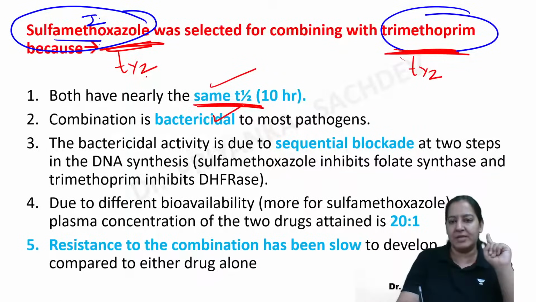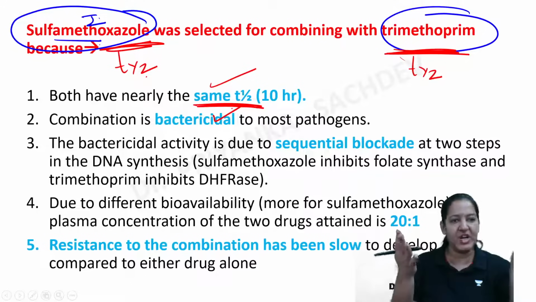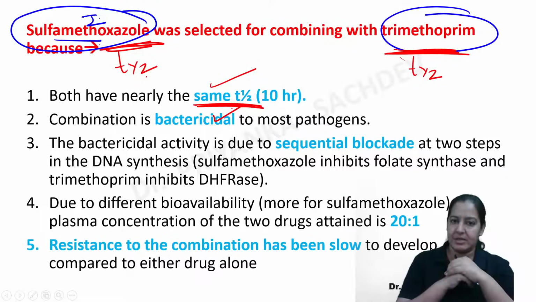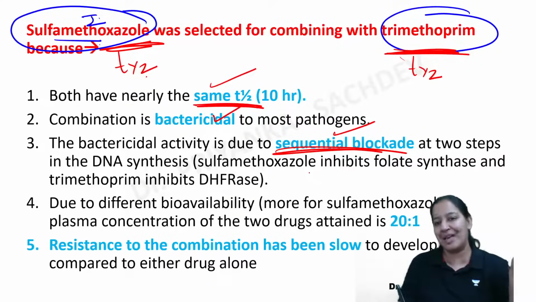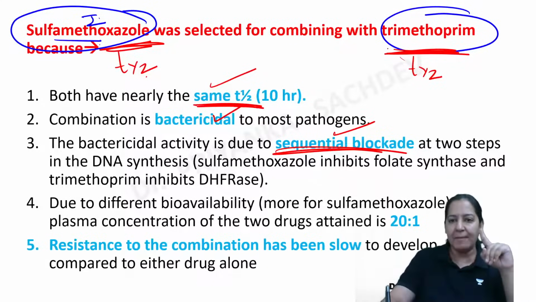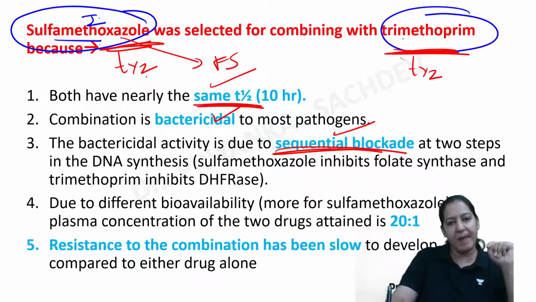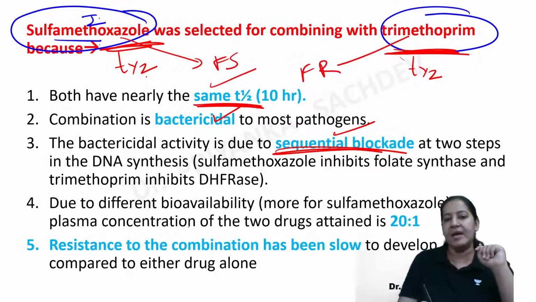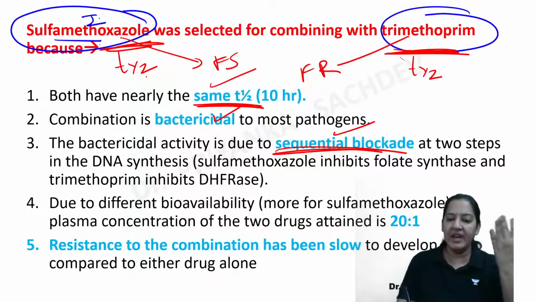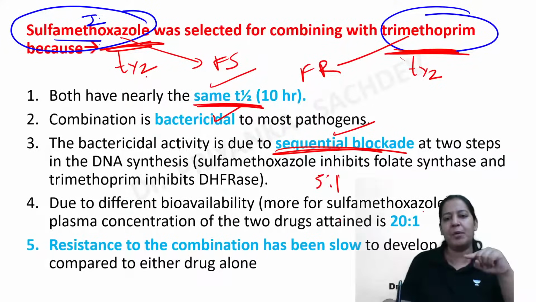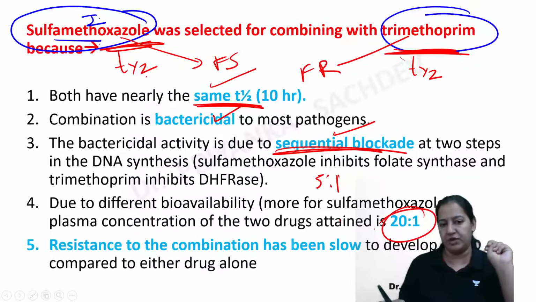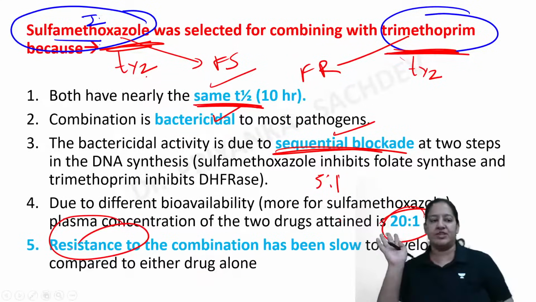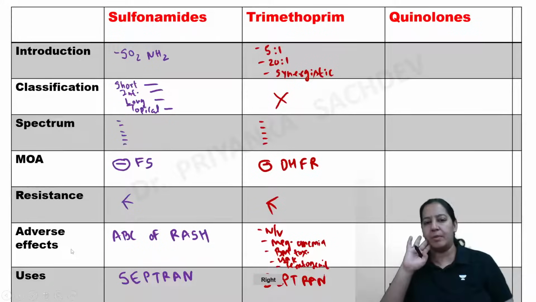The combination becomes bactericidal. Individually they are bacteriostatic, but the combination is bactericidal, right? They are doing sequential blockage. That is, they are blocking two enzymes in sequence for the synthesis of folic acid. Sulfonamide inhibits the first enzyme, folate synthetase, and trimethoprim inhibits the second enzyme, folate reductase. That is known as sequential blockage. We give them in 5:1, but after going in the body they become 20:1 because of the difference in their volume of distribution. And resistance is less common with the combination.